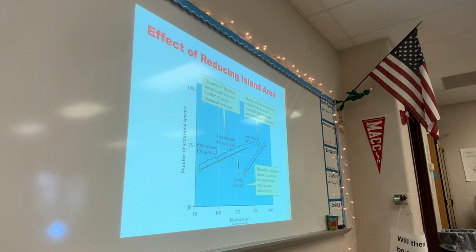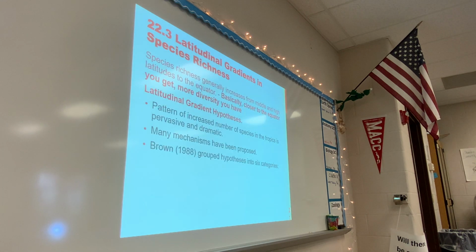All right, anyways. Effect of reducing island area. Whenever an island gets reduced, the amount of species also reduces. That's all this graph is showing. Not very exciting. Okay, so species richness generally increases from middle and high latitudes to the equator. Also not very surprising. I don't see why these people get papers written after them. Basically, the closer to the equator you get, the more diversity you have.